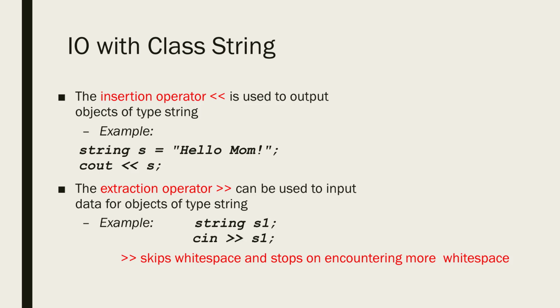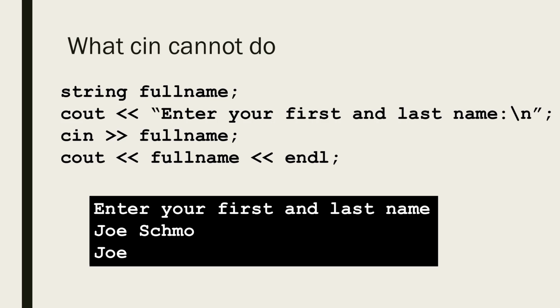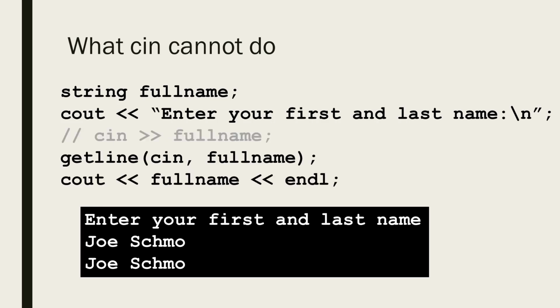With the extraction operator, you can read data into a string, but watch out. The extraction operator stops reading as soon as it hits white space. So if you wanted to read a first and last name, you might have some difficulty because the extraction operator would only read the first one in, stopping at the white space. There's a cool function, though, called getline that will read an entire line of input, everything up to the newline. That way you get both first and last names.